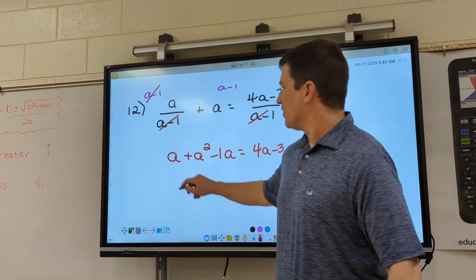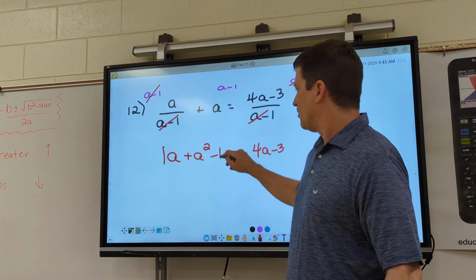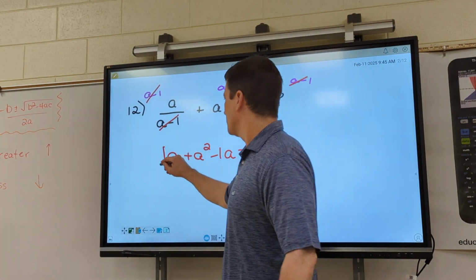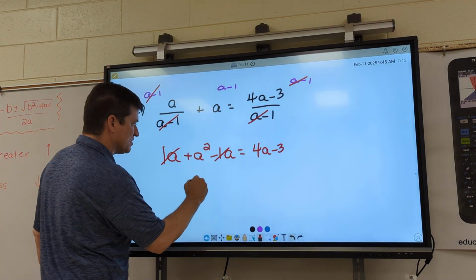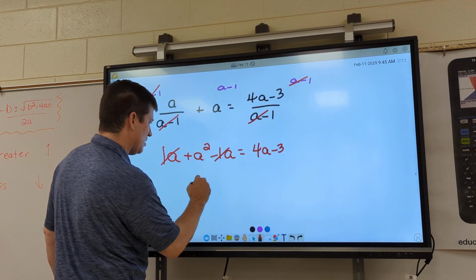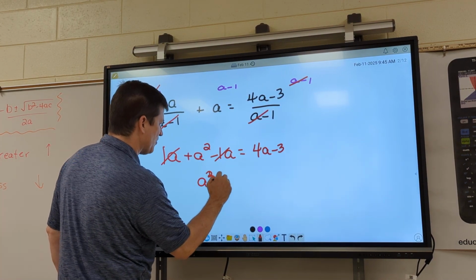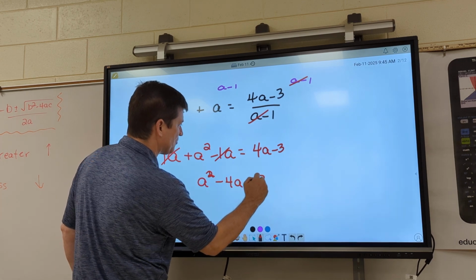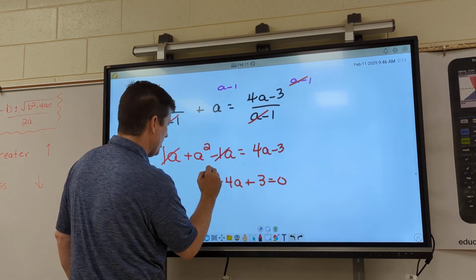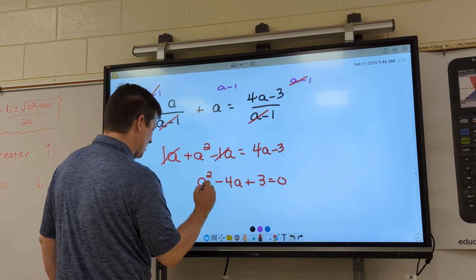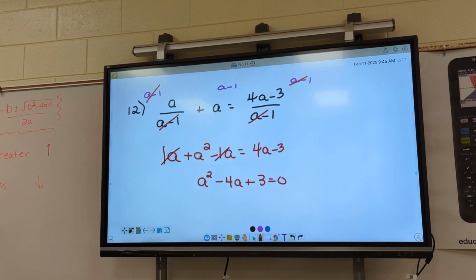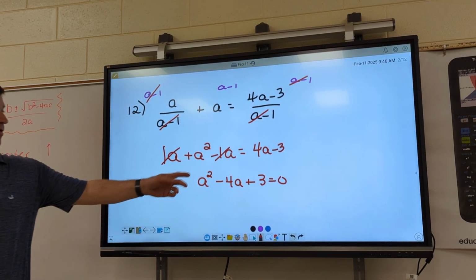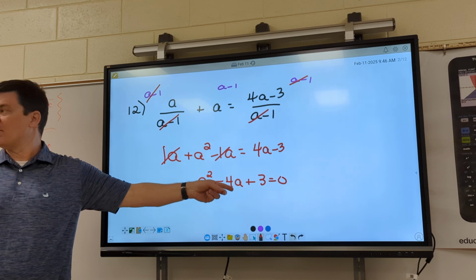All right, what's going to happen, guys, with that 1a and that negative 1a on the same side? I cancel. So look, what we've got is a squared. We've got minus 4a after I move it over, plus 3 equals 0. And now y'all do your quadratic formula just like y'all done. It's minus 4a. Did I mess up? I brought positive 4a over, Zane. I made it a minus 4a.